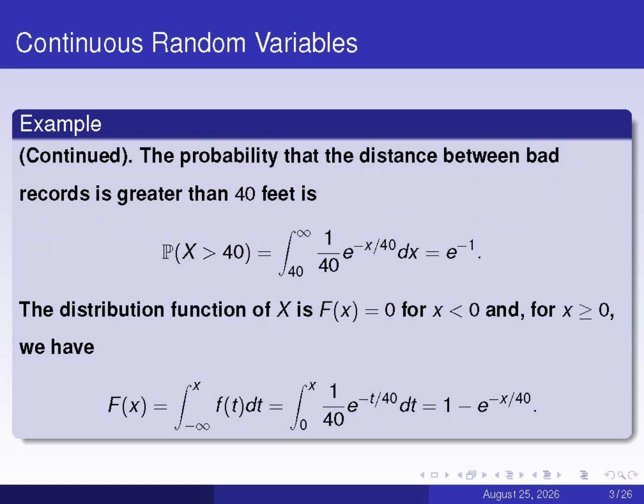To calculate the probability that the distance between bad records is greater than 40 feet, the calculation expression is shown in line 3. For positive values of x, its distribution function F(x) is shown in the last line, which is obtained by integrating the probability density function from negative infinity to x. When x is negative, F(x) equals 0.